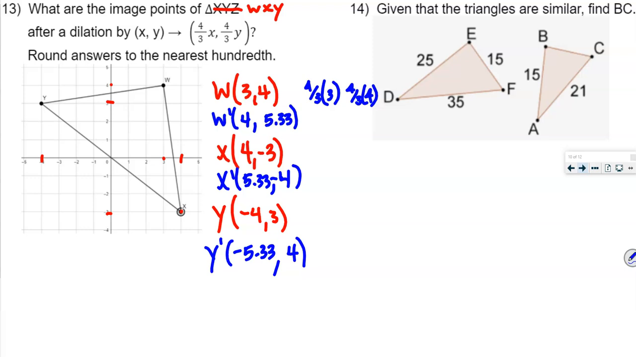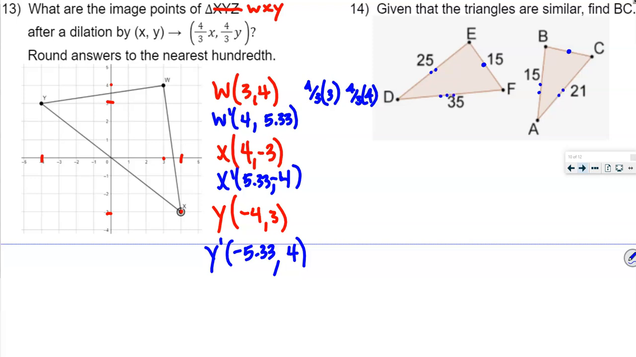So this next one says, given that the triangles are similar, find BC. So it tells us they're similar. So we're going to go short side to short side, middle side to middle side, long side to long side. Hopefully you guys can see the EF and BC are short side to short side, right? Then we've got 25 is my next longest length and 15.